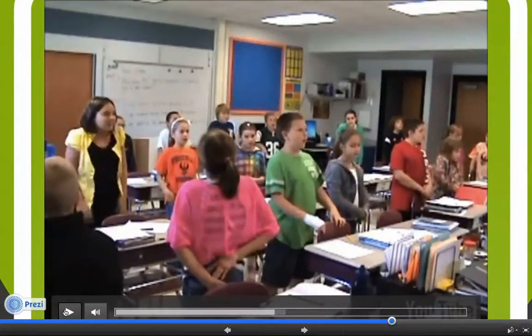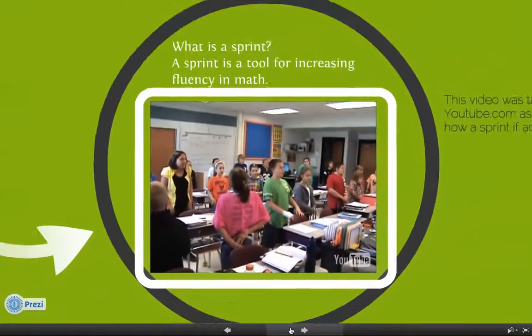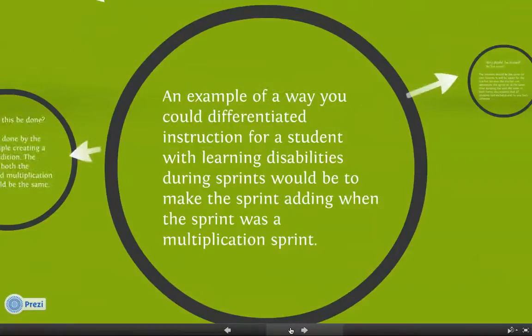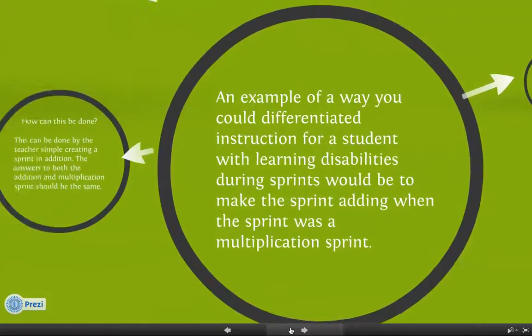Okay, so that's the gist of a sprint and how a teacher would administer a sprint in a class. But what would you do if you had a student with learning disabilities in your class that maybe couldn't do a multiplication sprint? An example way you could differentiate instruction for a student with learning disabilities during sprints would be to make the sprint addition when the sprint was a multiplication sprint.